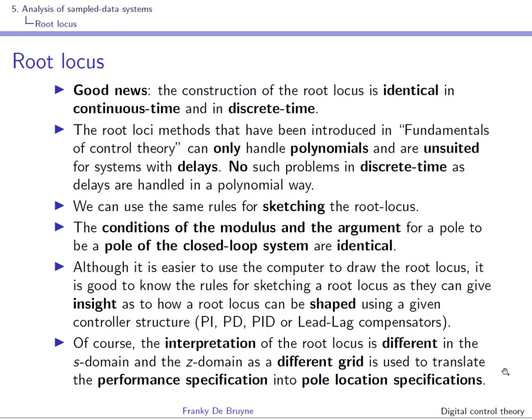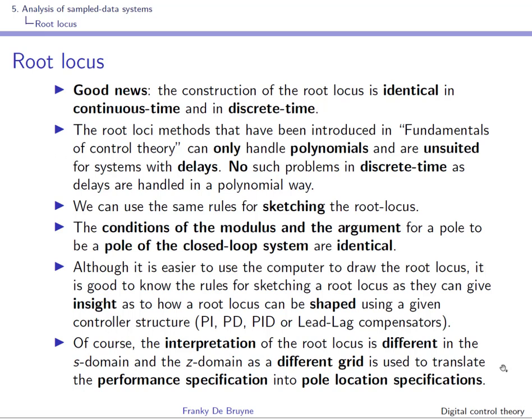There is even better news, because you remember that in continuous time the root locus can only handle transfer functions that are rational in s, and these methods are unsuited to deal with delays because of the appearance of the exponential of minus theta s. There is no such problem in discrete time, as delays are handled in a polynomial way.